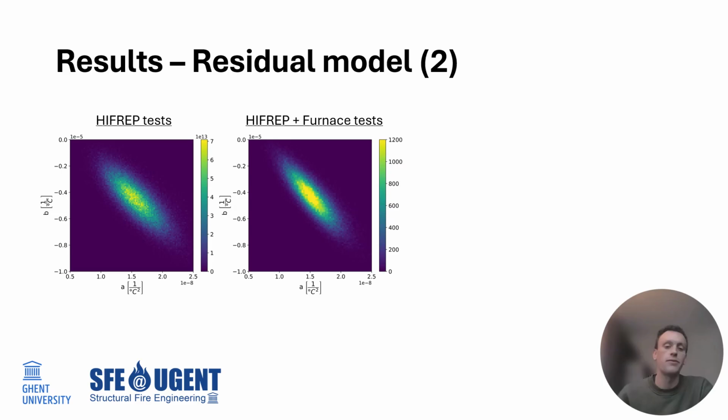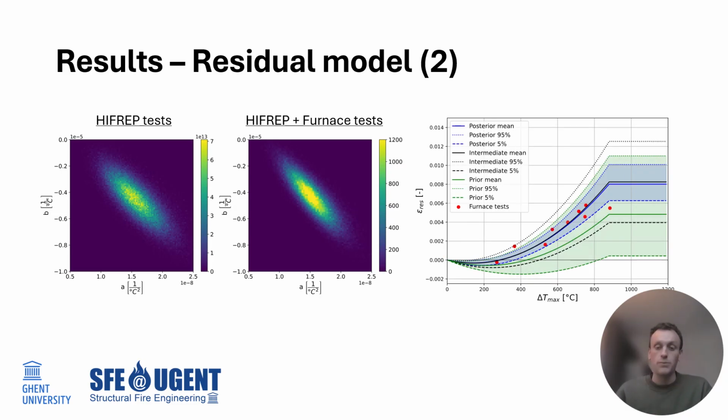And then if we take a look at the results after the inference on both test data, we can see the same linear correlation, but the correlation has become stronger. And this is important because even though the marginal posterior distributions didn't change much by including the furnace tests, we actually have a lot more information because we know the correlation has become much stronger. And this is something you can see really well if you plot the results.